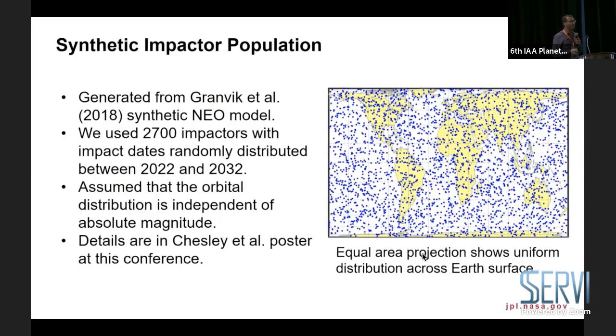The other main input for our simulations was the synthetic impactor population. This was generated, as I said, by Steve using the NEO model from Granvik et al. 2018. We used 2,700 impactors for this study. They had impact dates randomly spread between 2022 and 2032, which is when LSST would be operational. The impact points on Earth are also randomly distributed, as you can see in this figure. We used the same orbits essentially for different size bins in this analysis. It might have a slight effect, but not a very pronounced effect. And you can see Steve's poster if you want details on how these synthetic impactors were generated.